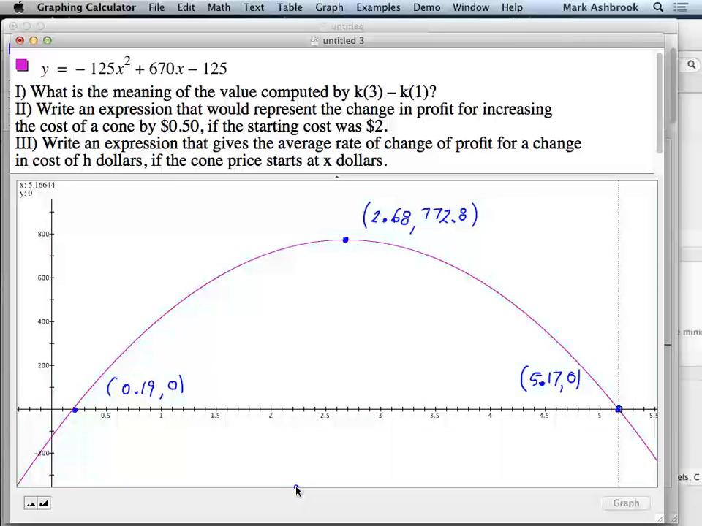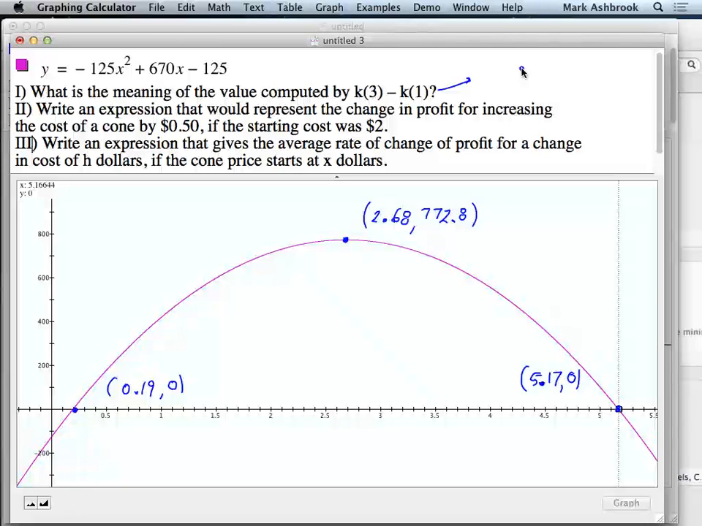Okay, number one, what's the meaning of the value computed by K(3) minus K(1)? What would that number mean? Got to know this. What would that, if you took K(3) minus K(1)? Travis. The change of profit from $1 of cost of the cone to $3 of that the cone cost. He said the change in profit when the cost of a cone goes from $1 to $3.